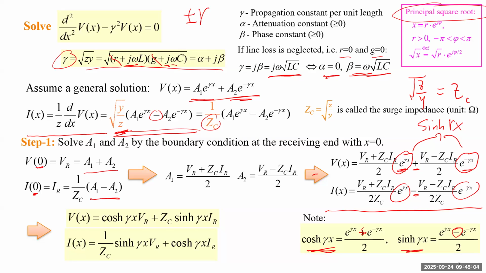All right, so here, x is the distance, right? x is the distance to the receiving end. Gamma is a complex number, which is equal to the square root of the product of the impedance and admittance of the line. So basically, what's the unit of gamma?